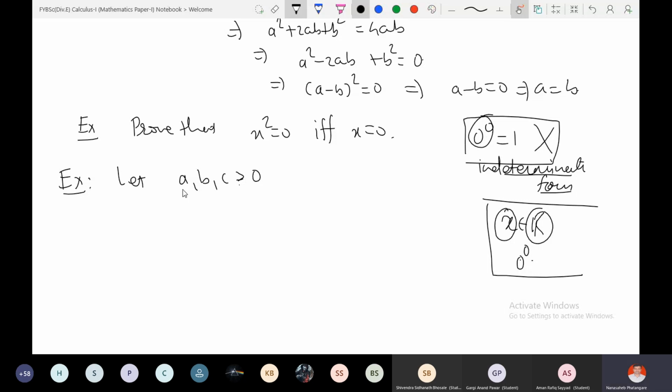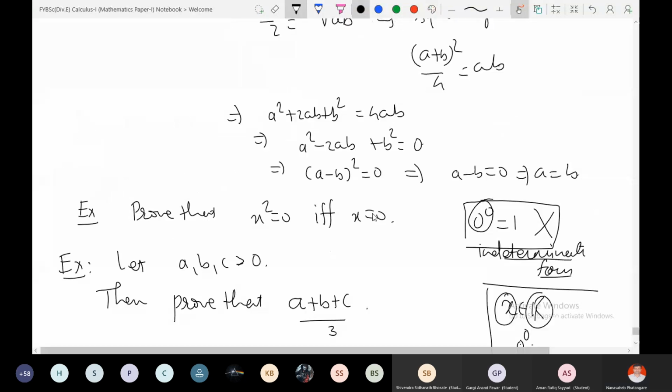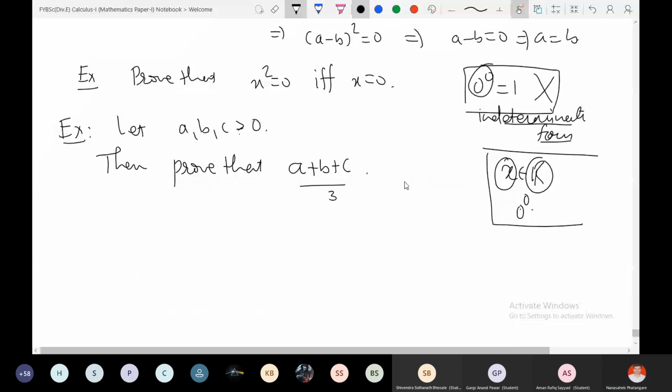Suppose A and B are positive real numbers, then prove that A plus B plus C divided by 3 is greater than or equal to the cube root of ABC. So what is the geometric mean of three numbers, and what is the relation? Arithmetic mean is greater than or equal to geometric mean. So for three numbers, can you prove this? You just think over it.